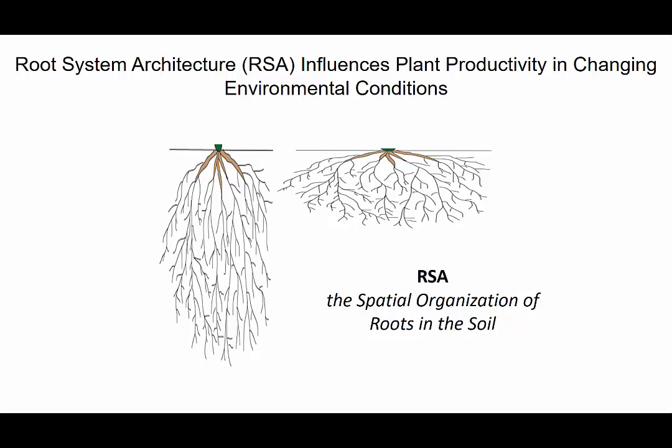Now, the arrangement of roots within the soil is called the root system architecture. And this is basically how the arrangement of the roots within the soil dictates how much of different resources they can acquire from the soil. So I've done two extreme examples here. One is a root system that's really narrow and deep. The other is a root system that's wide and shallow. And each of these has been proposed to be important for different types of resource acquisition.